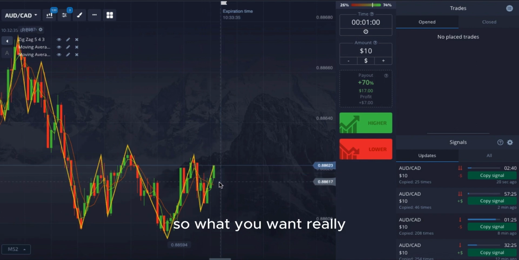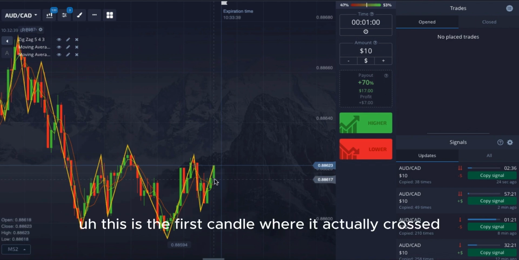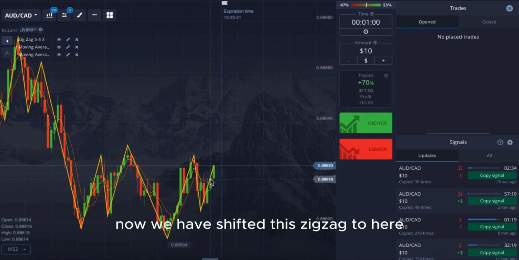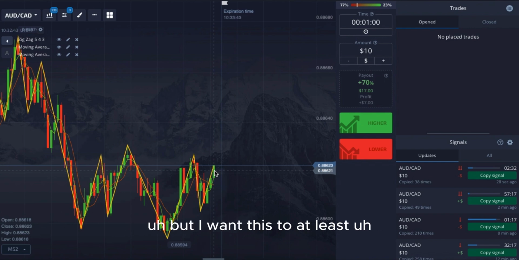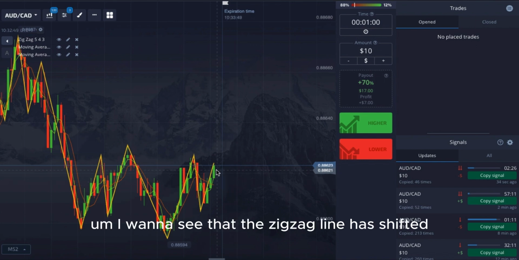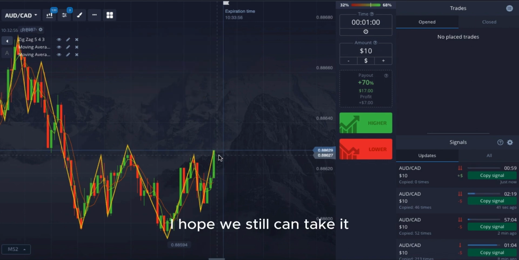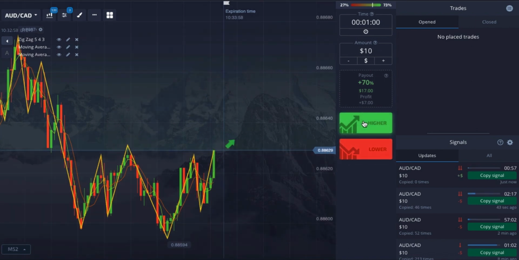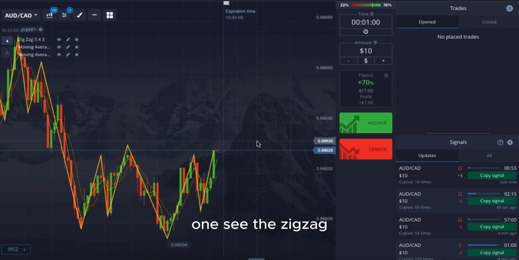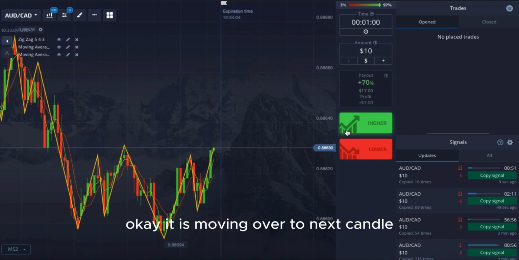So what you want really is to have a candle close. This is the first candle where it actually crossed. Now we have shifted this zigzag to here, but I want this to at least close, and then I'll go in on the next candle. I want to see that the zigzag line has shifted. Oh dear, it's gone up a bit high. I hope we still can take it. Let's just wait and see. We want to see the zigzag moving over to the next candle. Okay, it is moving over to the next candle.